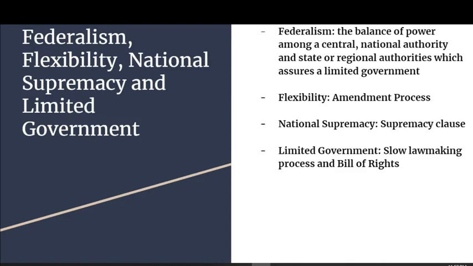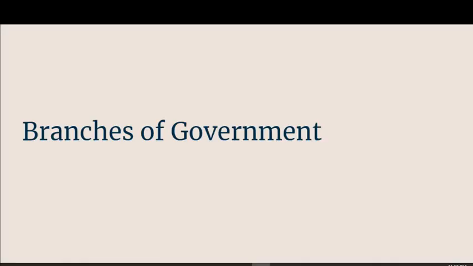Finally, we have limited government, which includes slow lawmaking processes and the Bill of Rights. So the constitutional framers wanted the lawmaking process to be slow, for the branches to discuss, debate, and rewrite legislation before it is fully passed. The Bill of Rights limits the government from infringing on natural rights, and that's really important to know, as we need order, and we don't want too much power to go to government to become too tyrannical, as we'll have another revolution again. Moving on to the branches of government.